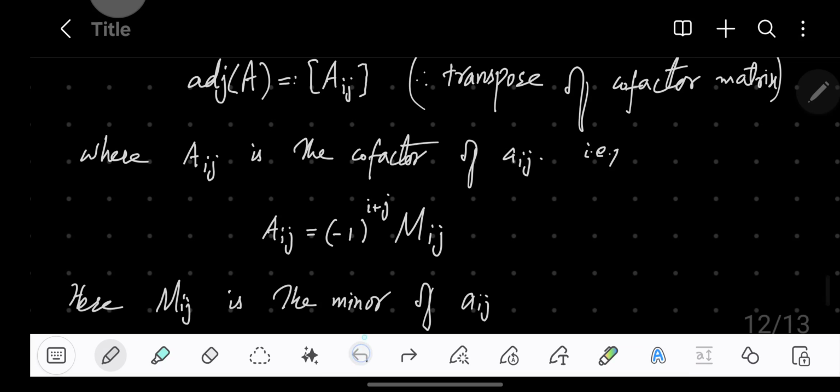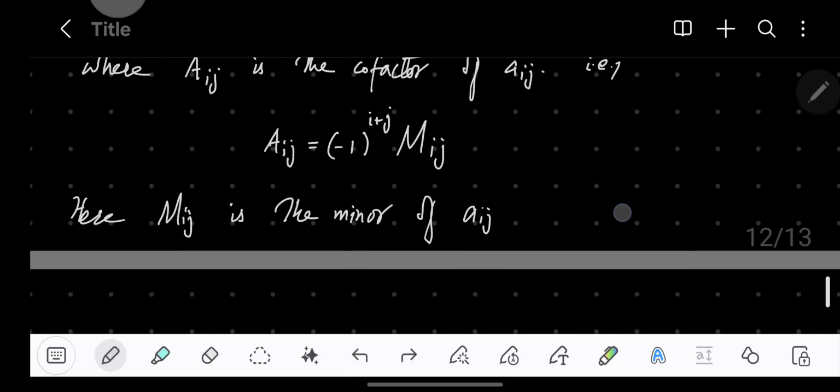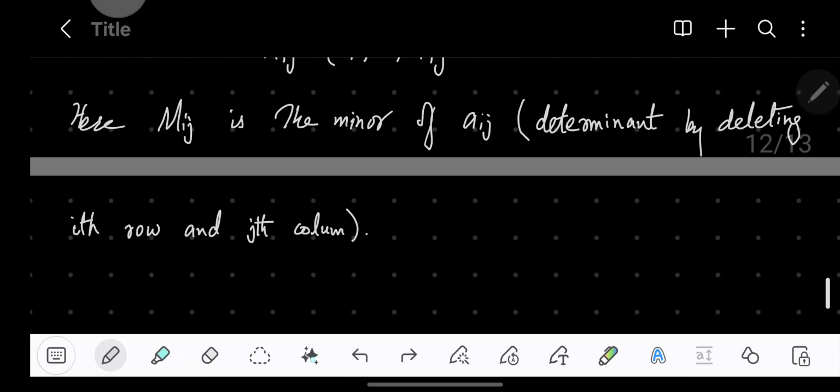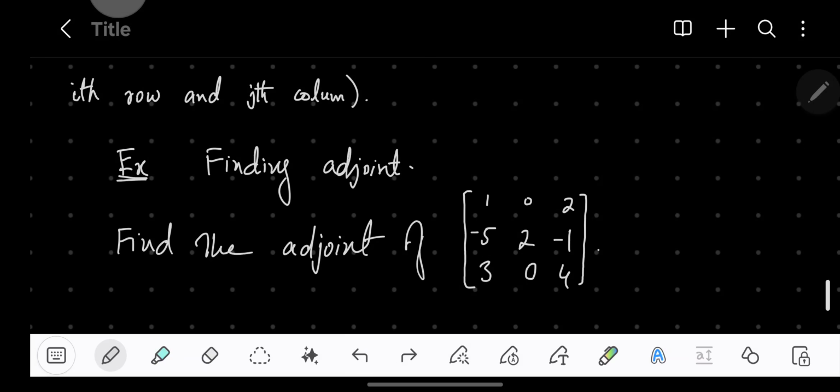So what is the minor? The minor of Aij is obtained by deleting the ith row and the jth column. If you delete the ith row and the jth column of the matrix and you take the determinant of the rest of the submatrix, that is called the minor of Aij. We will do an example.